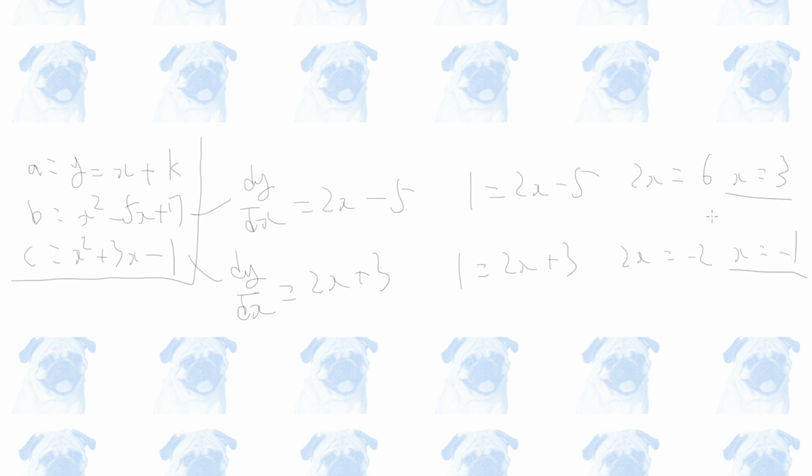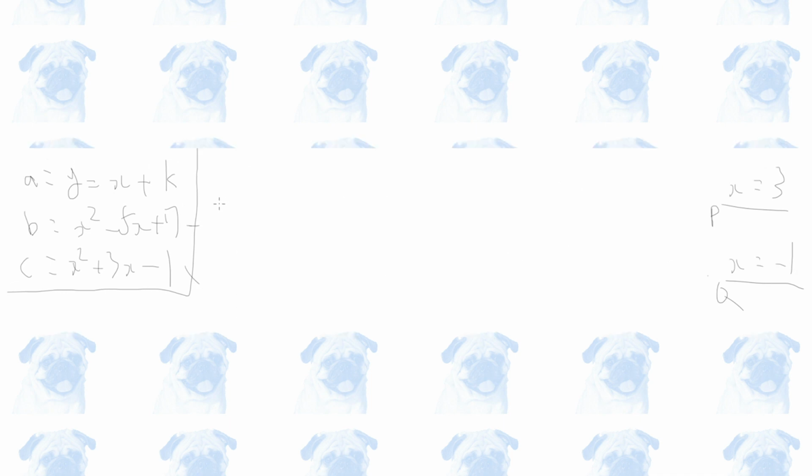So now we know the x-coordinates of P and Q, so let's find the y-coordinates as well. In order to do that, we substitute these values into the original equations. Y equals 9 minus 15 plus 7, which is 1. Y equals 1 minus 3 minus 1, which is equal to minus 3. Coordinates of P are (3, 1), Q is (-1, -3).